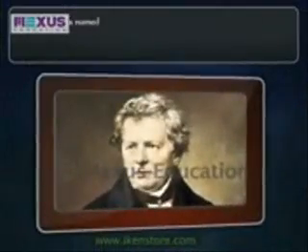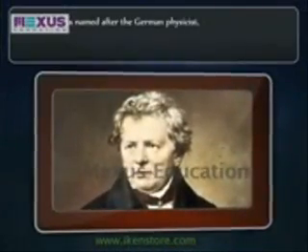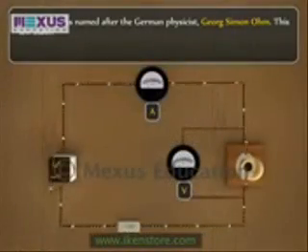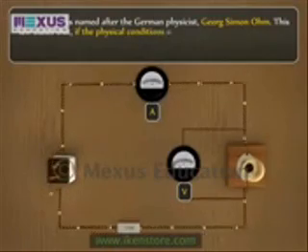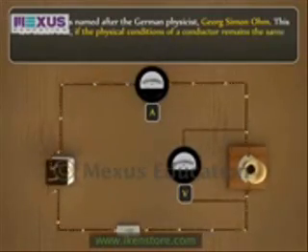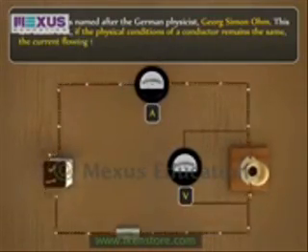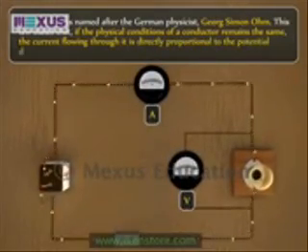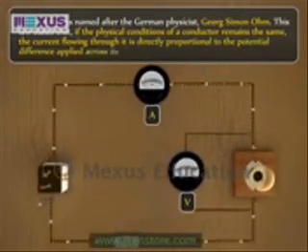Ohm's law was named after the German physicist Georg Simon Ohm. This law states that if the physical conditions of a conductor remain the same, the current flowing through it is directly proportional to the potential difference applied across its terminals.